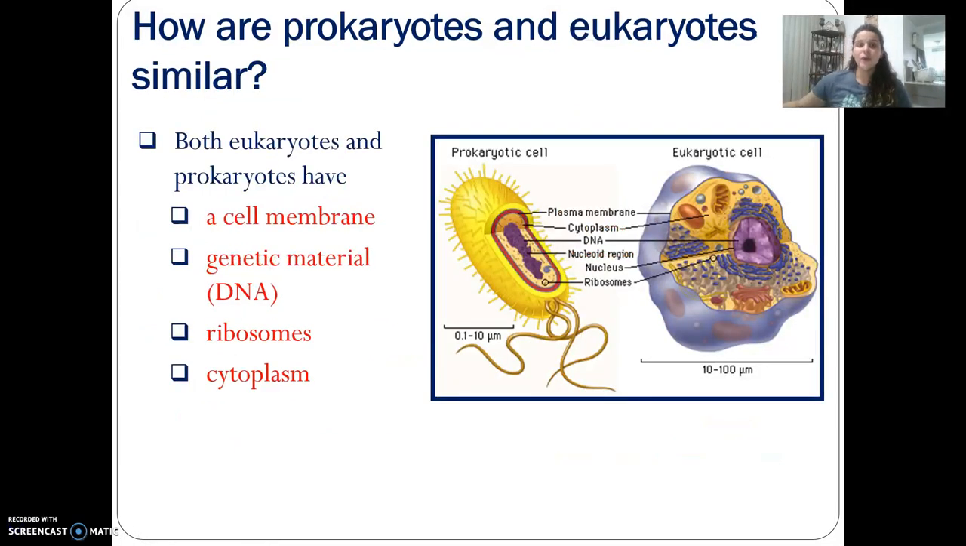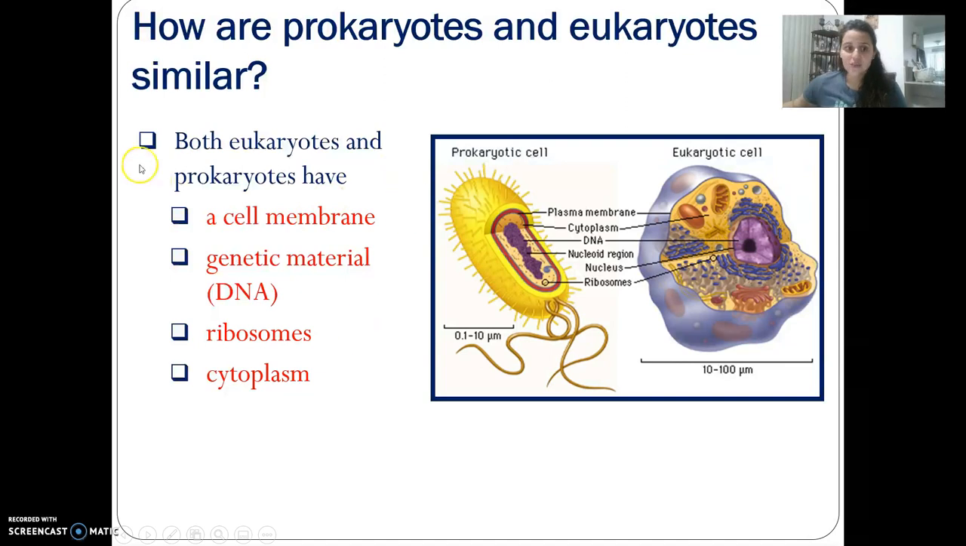Now again, just remember there are similarities. We have the plasma or cell membrane. That's what helps enclose everything inside of the cell. So that is the membrane. Remember, membranes are kind of like the security guards of a club or of a party, that are going to allow certain things in and out of the actual cell.